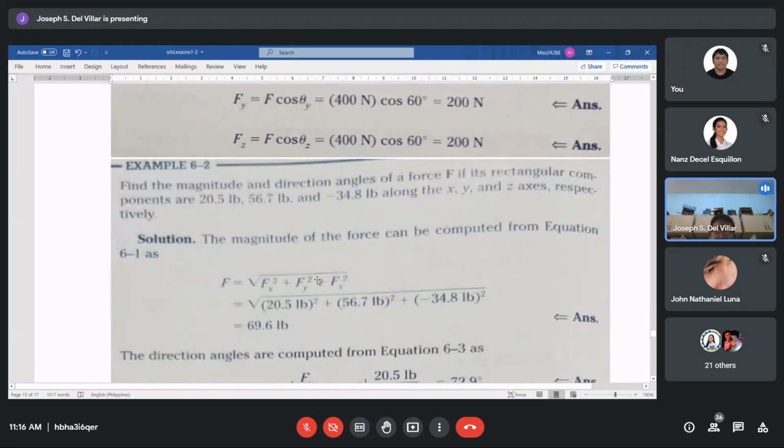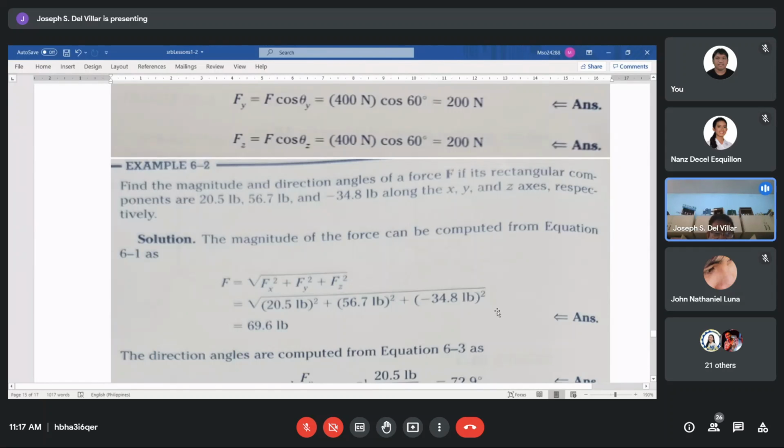Okay? So to solve first for the magnitude, saan natin makikita yung magnitude? Dun sa modified Pythagorean theorem equation. We are given Fx, Fy, and Fz, so all we need to do is simply substitute all the components. Substitute each, then square, then sum up, and then extract the square root of the sum. So we have the magnitude of F, 69.6 pound force.